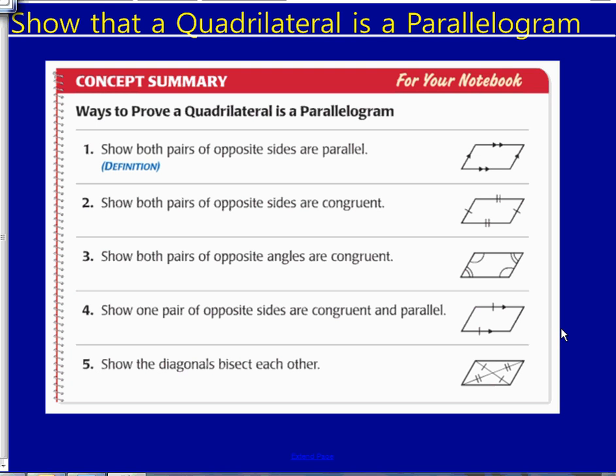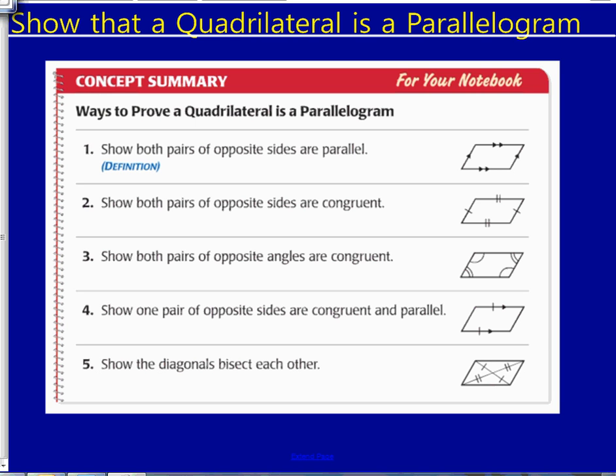We're going to be talking about how to prove that a quadrilateral is a parallelogram. What we've been talking about in the past is some different things on how to actually identify them and some of the properties of quadrilaterals and parallelograms. But now we're actually going to prove them. Okay, so we have some different theorems here, and that's what is listed below.